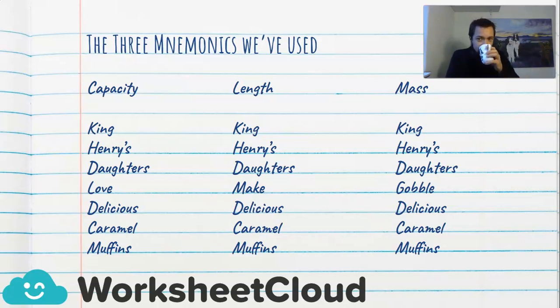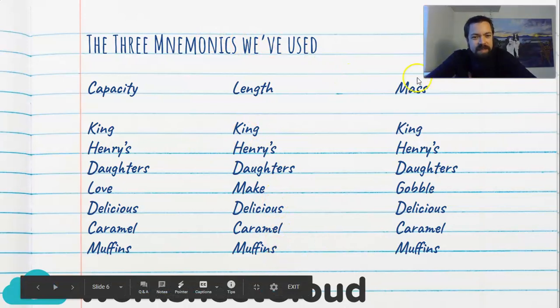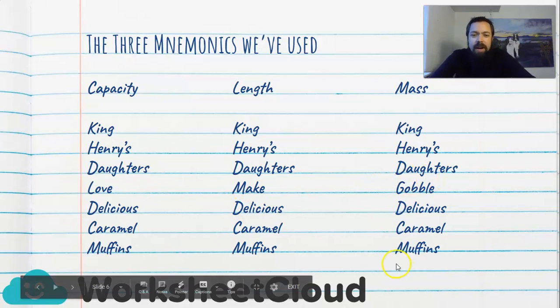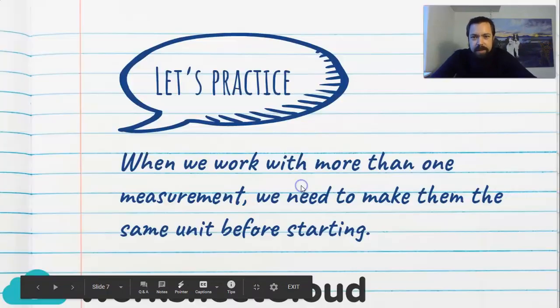And I put it in this order because it sort of makes sense that King Henry's daughters love delicious crunch caramel muffins. So they make delicious caramel muffins and then they gobble delicious caramel muffins. So it's the same except for the middle word. They love them, so they make them and then they gobble them. All right, that's how I remember. And this just gives you a reminder of how to go between the various ones.